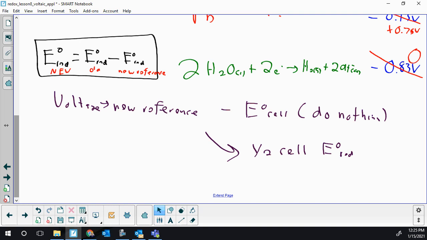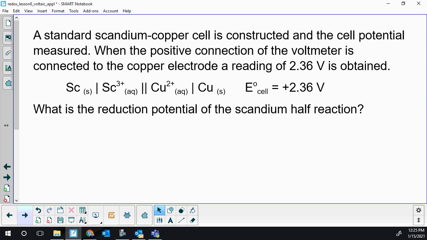Another sort of different style of question, still on standard cells and predicting voltages. Okay. We've got another standard cell using a standard scandium copper cell. And the cell potential was measured. The positive of the voltmeter, that would be the red wire from yesterday, was connected to the copper and read 2.36 volts. I give you the cell notation, and then the question is, what's the reduction potential of scandium? It's not in your table, you can't look it up.